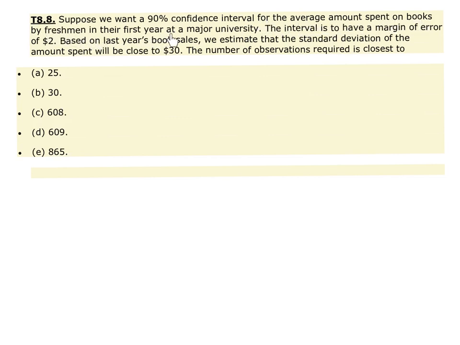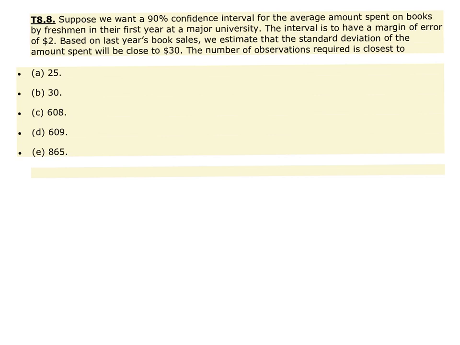Number 8, suppose we want a 90% confidence interval for an average amount spent on books by freshmen in their first year at a major university. The interval is to have a margin of error of $2. Based on last year's book sales, we estimate the standard deviation of the amount spent will be close to $30. The number of observations required is closest to what? So basically, again, here's a question about sample size.